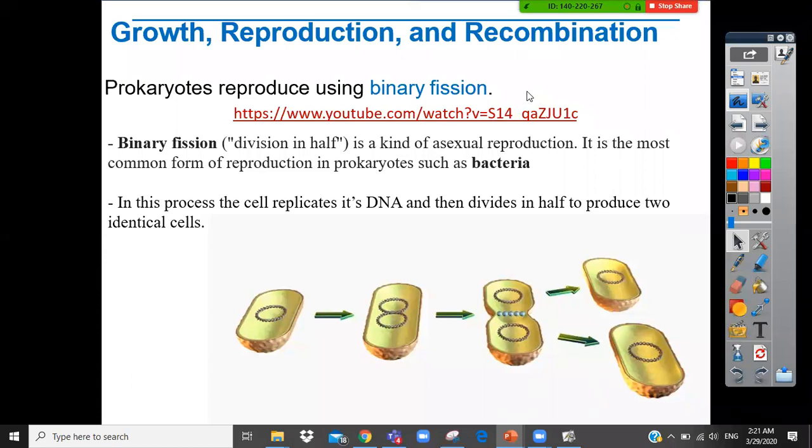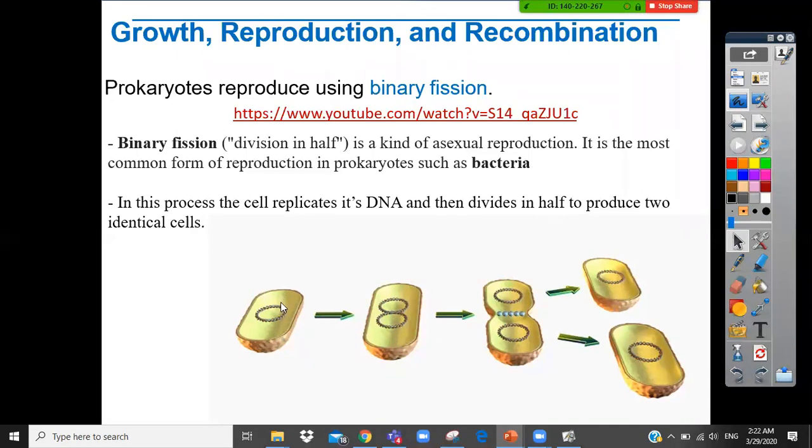Prokaryotes reproduce using binary fission. Binary fission, which is the division into half, is a kind of asexual reproduction. It's the most common form of reproduction in prokaryotes such as bacteria. In this process, the cell replicates, as you can see in front of you in this diagram.